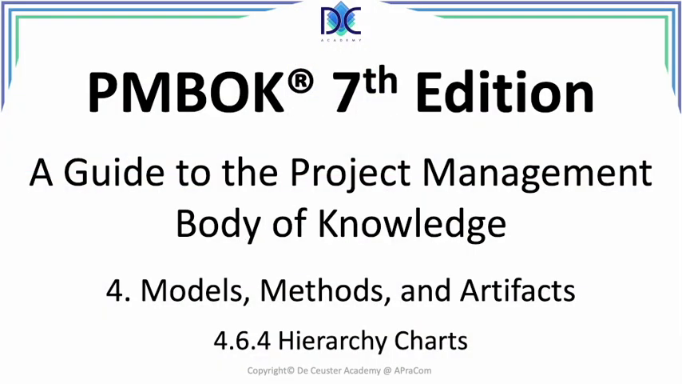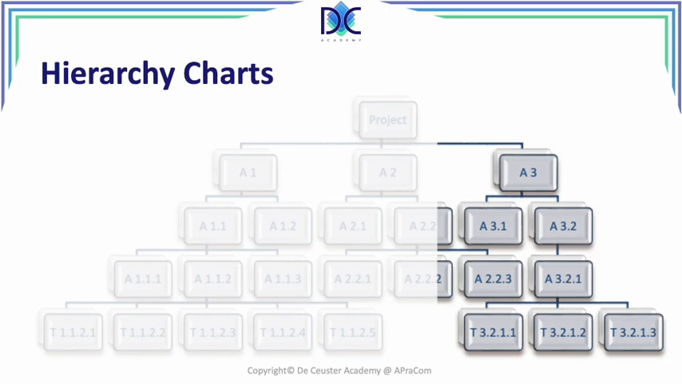Great seeing you here. Let's start with the next category of artifacts, which are the hierarchy charts. In this lesson, I will talk about 5 important hierarchy charts. The first is the organizational breakdown structure. We also have the product breakdown structure, the resource breakdown structure, the risk breakdown structure, and finally, the work breakdown structure. So let's have a look at these different hierarchy charts.